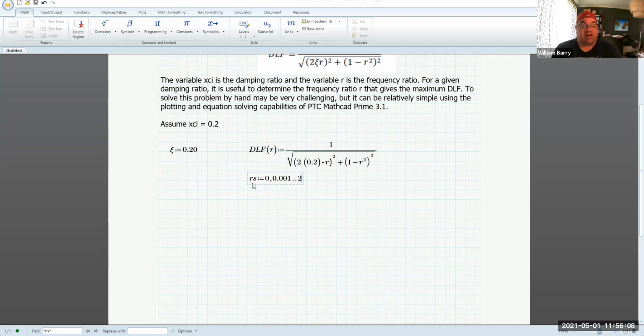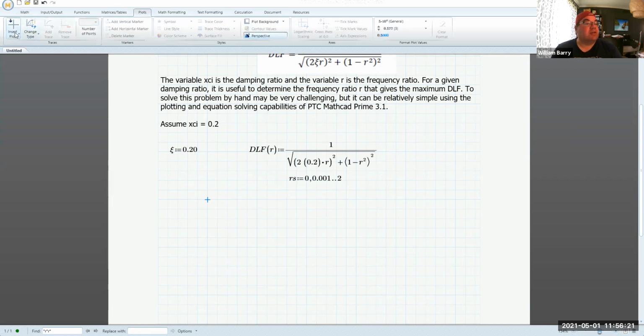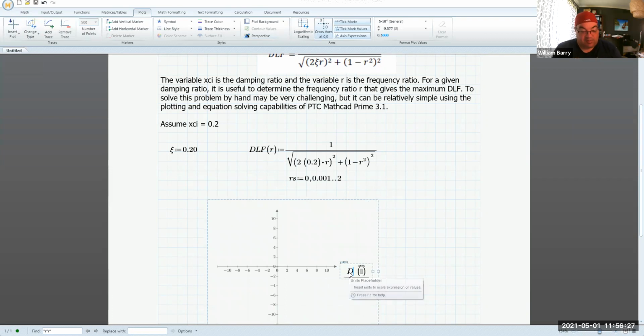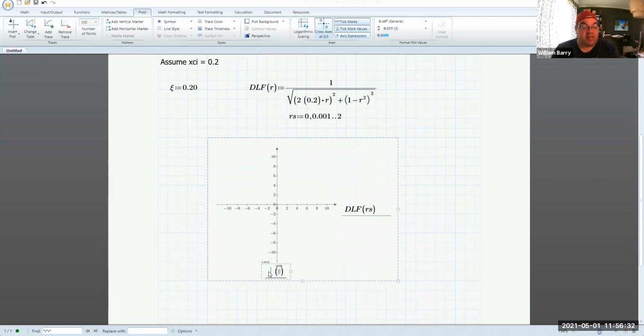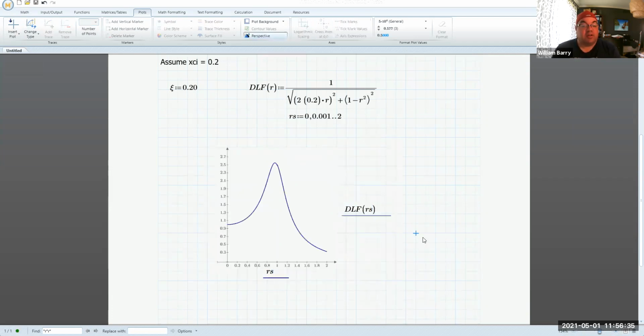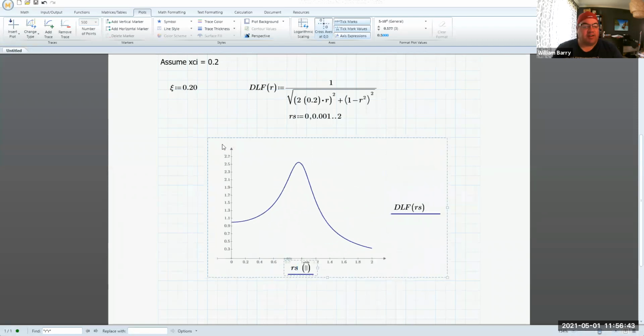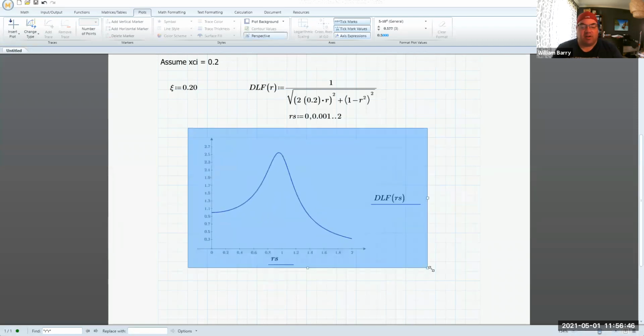So what we've defined is the first, the second, which then defines the increment, and then we've defined the last one. And we'll use this range variable RS to create a plot. So let's go to plots and insert an XY plot. On the Y-axis, it's just going to be our function DLF as a function of the R's that we just defined. And on the X-axis, it'll be the R's. So we get this kind of interesting shape for how the dynamic load factor varies as a function of R.